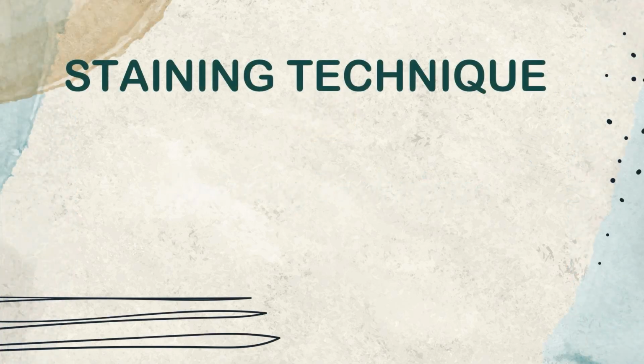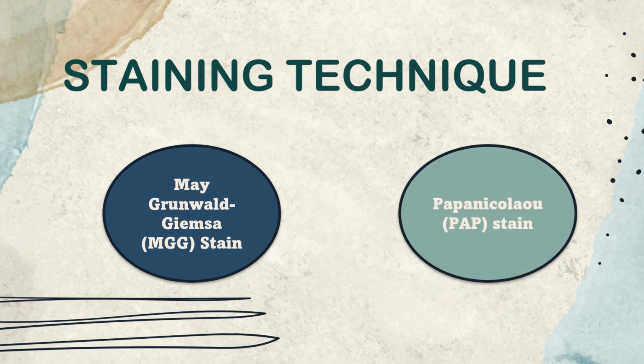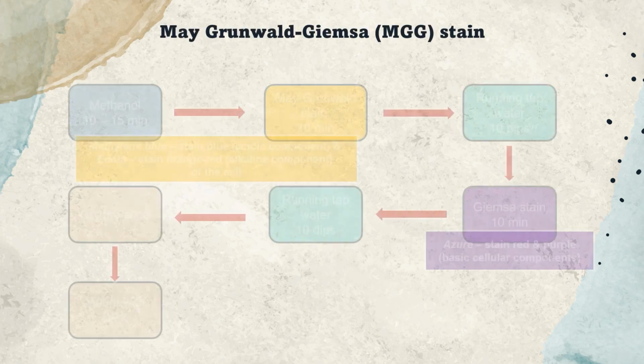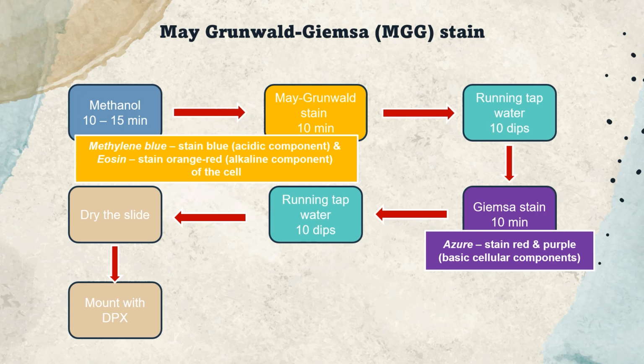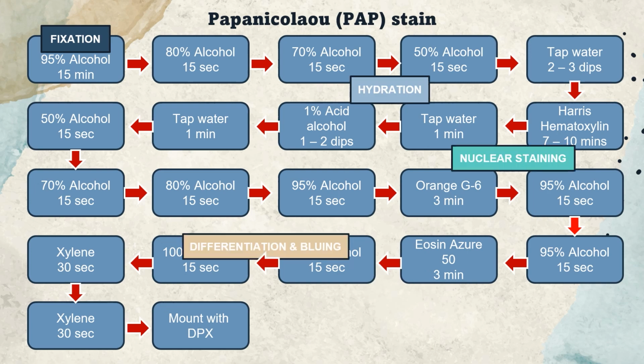The staining techniques that were used in this practical are the May-Grunwald-Giemsa, MGG stain and Papanicolaou stain. These are the staining procedures for MGG stain. Due to the time limit, do pause the video if you need time to read through the procedures. Next, the procedures for Papanicolaou stain.